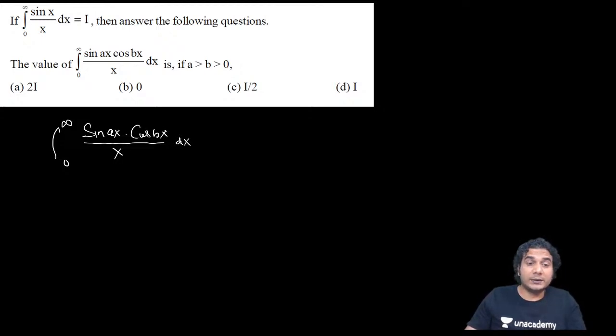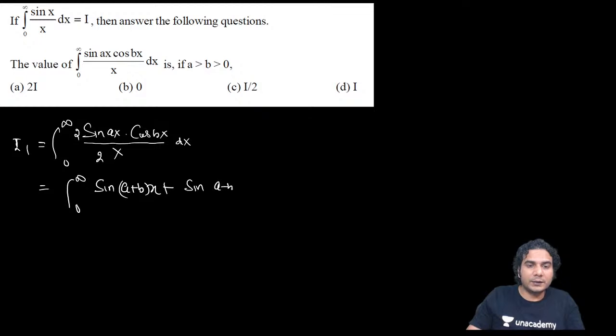So you can apply the 2 sine a cos b formula in this. So you need to multiply and divide by 2. So using that, this is say I1. So 2 sine a cos b is what? 2 sine a cos b is sine of a plus b, that is a plus b into x, plus sine of a minus b into x, divided by 2x.